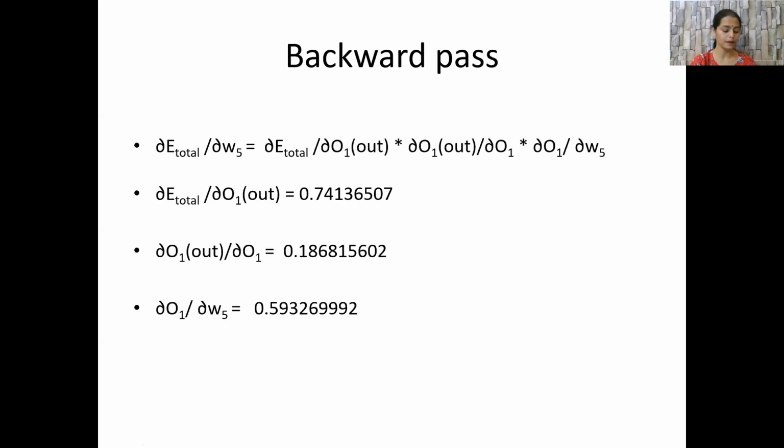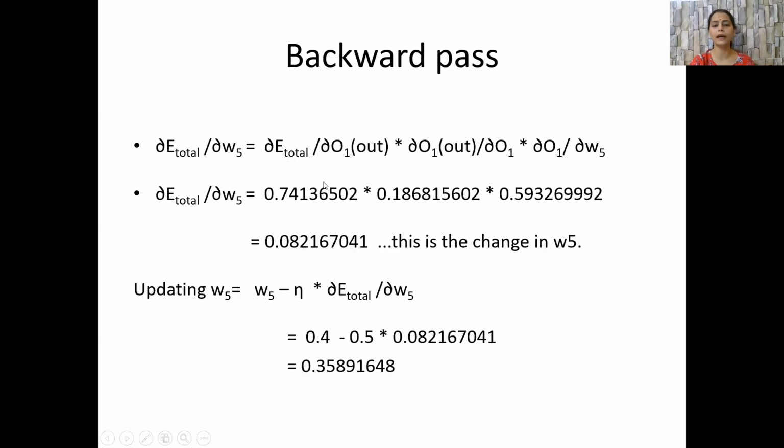Once we do that, it is very clear that we already have all the values of the constituent terms with us. We will calculate dE total by dO1 out, dO1 out by dO1 in, and dO1 in by dW5. These are the values that we have got. From here on, we will multiply the values of these constituent terms, and the value that we get for dE total by dW5 is 0.0821.